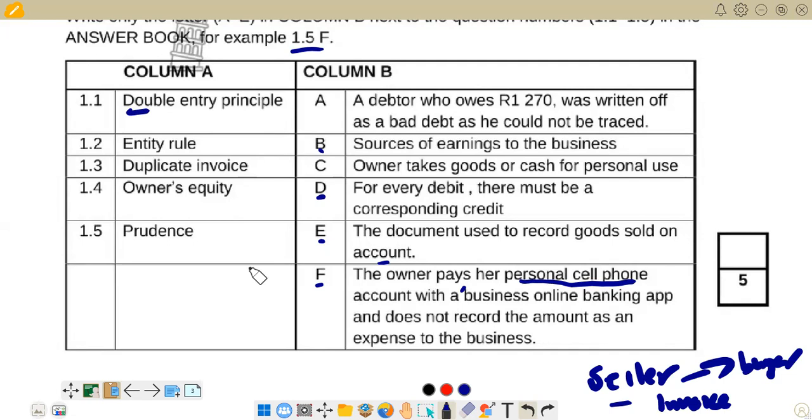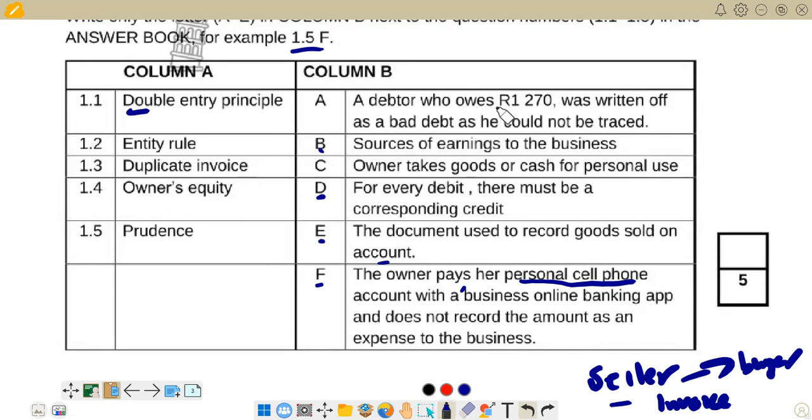So the emphasis is on making provision for all known expenses, all expenses that we can see we are going to incur, where there's a probability of incurring them. We should make a provision as early as possible so that profits are not overstated. So that's the explanation for prudence. In terms of the descriptions given, you'd see that A is the most appropriate. It reads: a debtor who owes 1,270 rands was written off as a bad debt as he could not be traced.